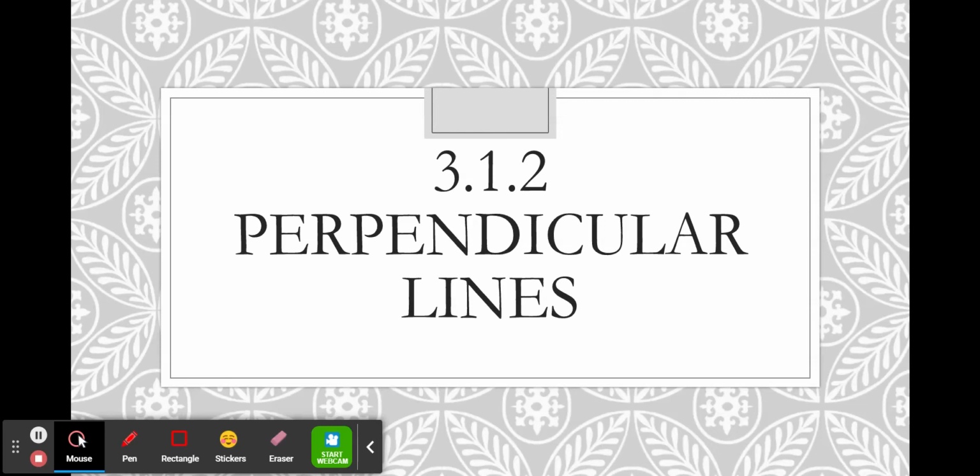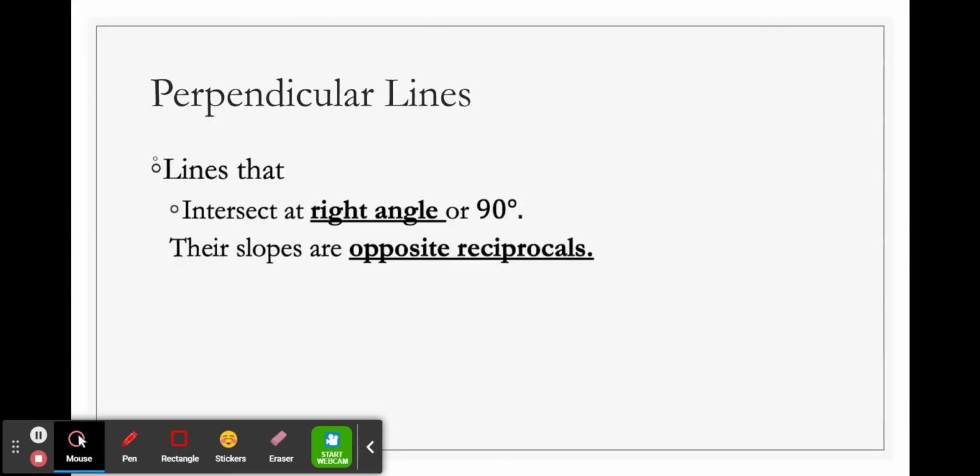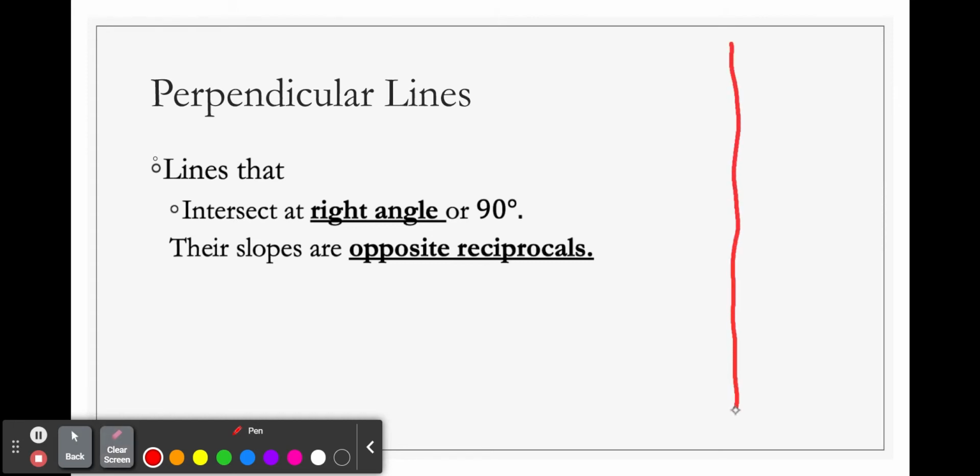Okay, this lesson will go over perpendicular lines. Perpendicular lines are lines that intersect at a right angle or 90 degrees, and their slopes are what we call opposite reciprocals. So perpendicular lines are lines that look like this. They cross at a right angle.